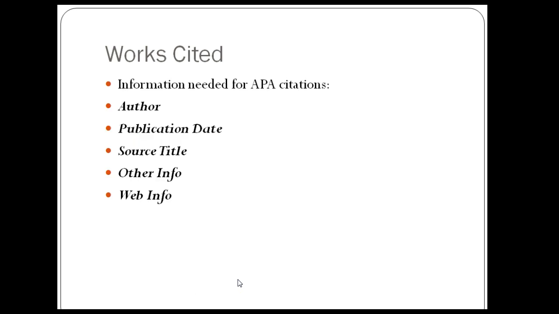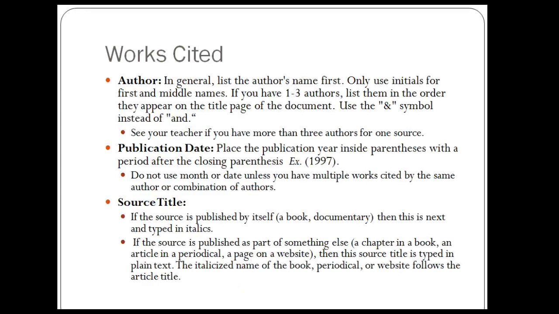Works cited. Some things you need for works cited citations in APA: the author, publication date, source title, other info, and web info. First, the author. In general, you list the author's name first in an entry, starting with the last name, but then you only use initials for first and middle names. Rarely in APA style do you use whole first names. For some reason, you only use initials.